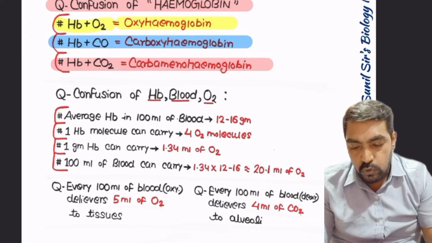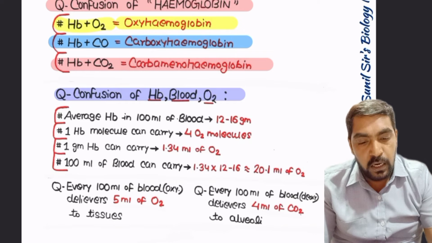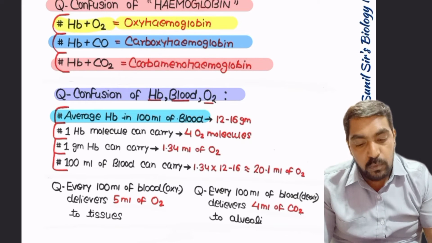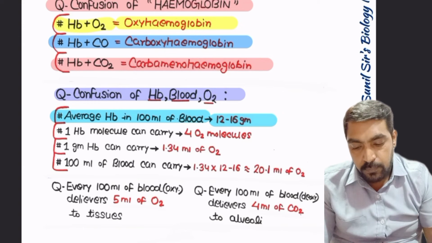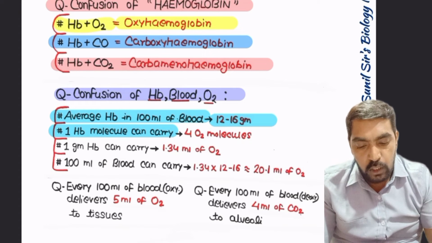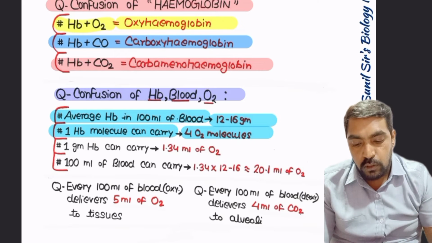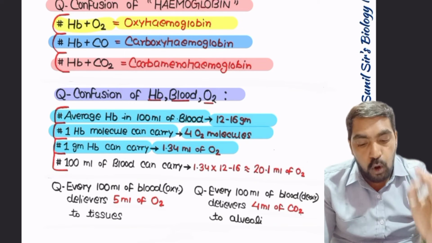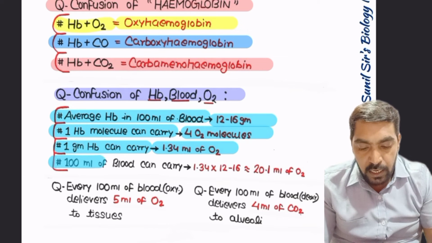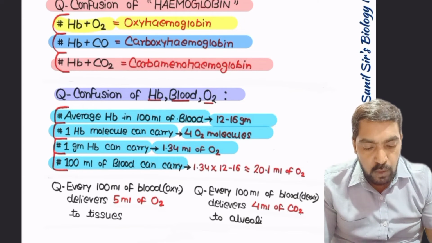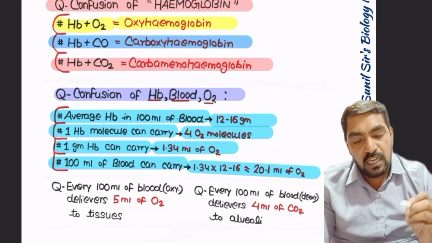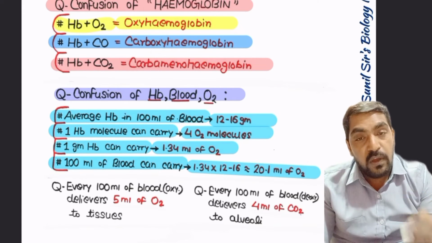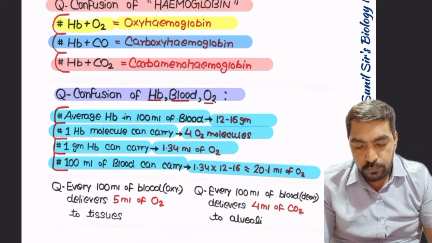Let's solve some confusion with respect to hemoglobin, blood and oxygen. Average hemoglobin in 100 ml of blood is how much, bachcha log? 12 to 16 gram. 1 gram of hemoglobin can carry 1.34 ml of oxygen. And 100 ml of blood will carry 1.34 into 12 or 16, approximately 20.1 ml of oxygen. Very important concept for your NEET exam.